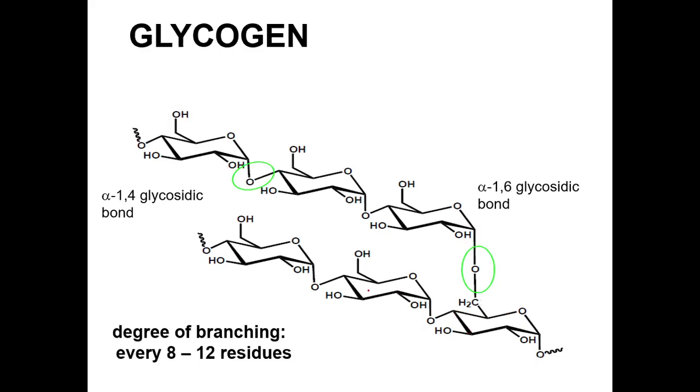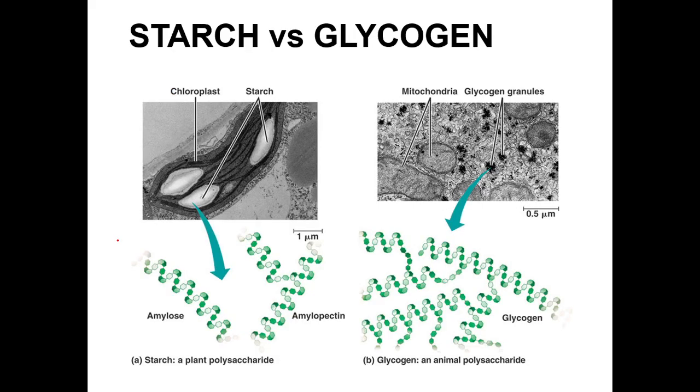So, count again. You have a string of glucose units connected to each other. Doon sa pang-8 hanggang doon sa pang-12, doon nag-o-occur yung branching natin. So, yun yung dalawang main difference ng ating starch and glycogen.